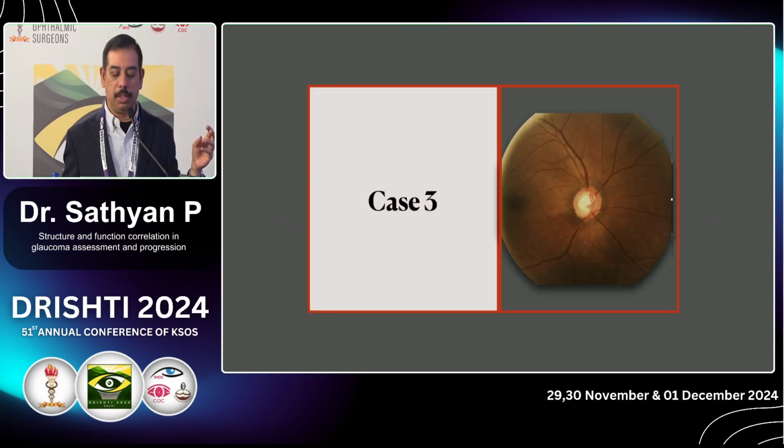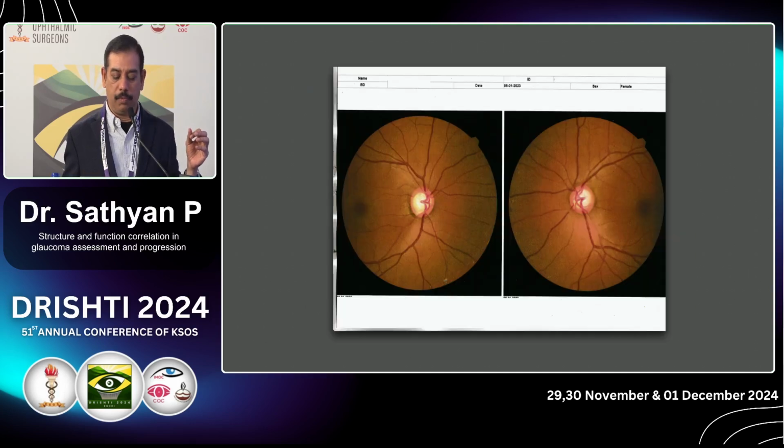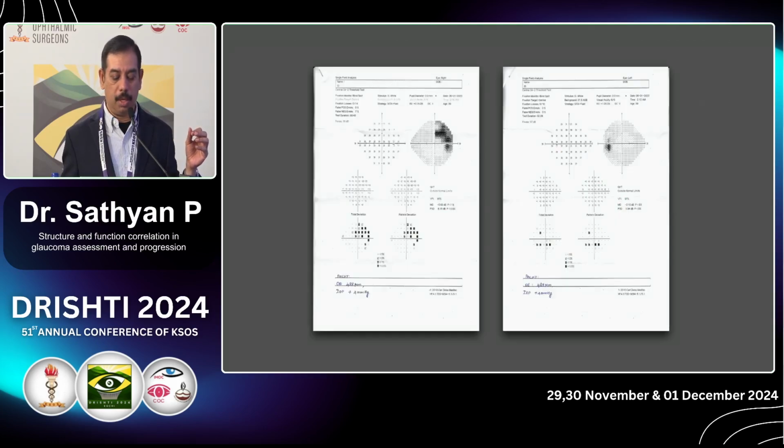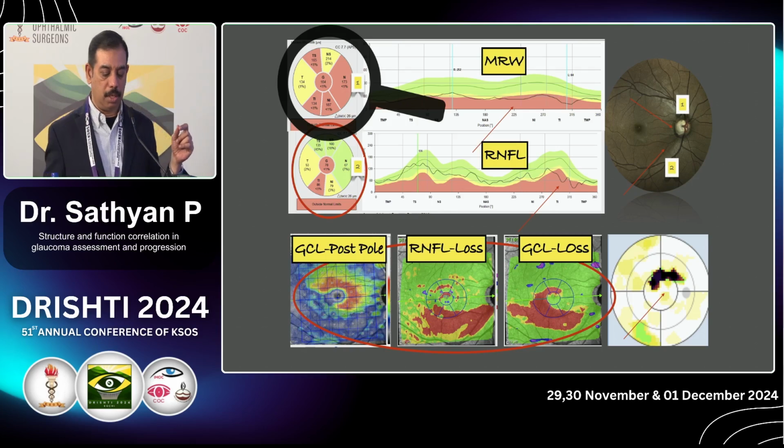This is case number 3. This case I'll quickly go through. This patient is a 35-year-old lady. We saw her in 2023. It looks like there is significant damage in the right eye, and the left eye seems to be fine. This is the OCT, which has picked up the inferior RNFL damage, and the same in the visual fields. But what is interesting is that in the left eye also it has picked up the change. So we repeated the OCT on a different machine.